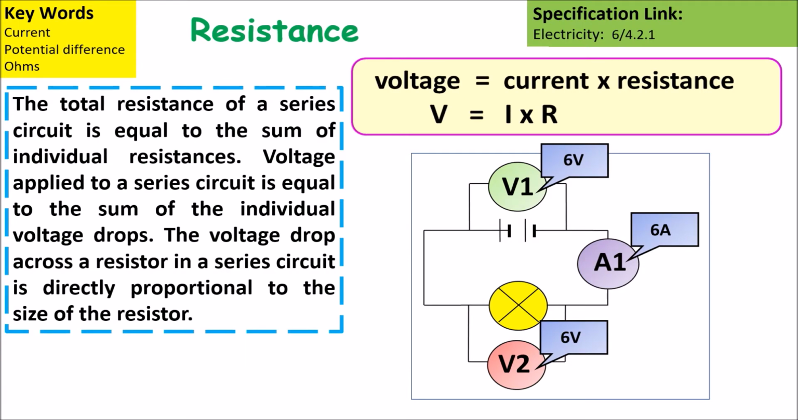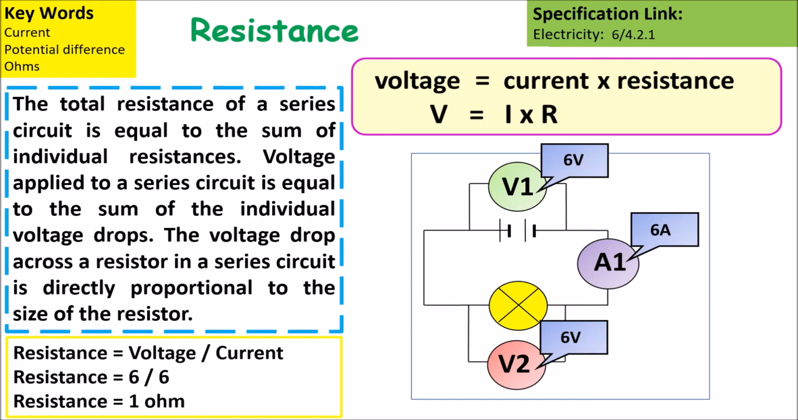The total resistance of a series circuit is equal to the sum of the individual resistors, or components, in it. The voltage applied to a series circuit is equal to the sum of the individual voltage drops. So the voltage drop across a resistor or a component in a series circuit is directly proportional to the size of the resistor.